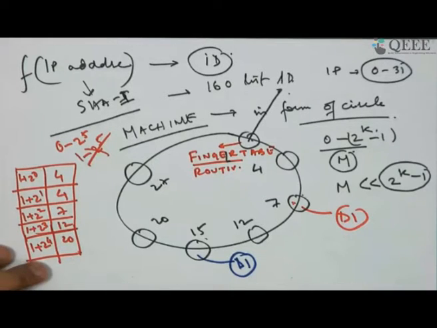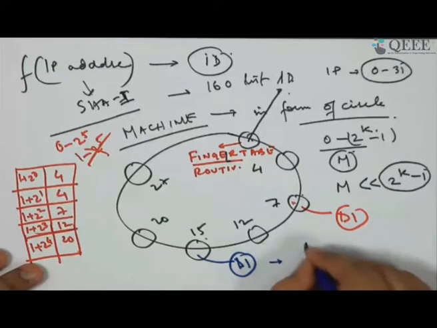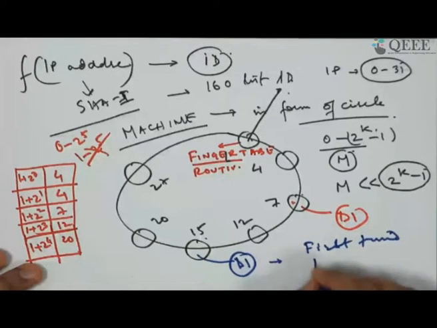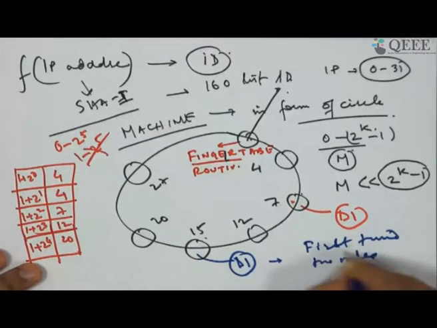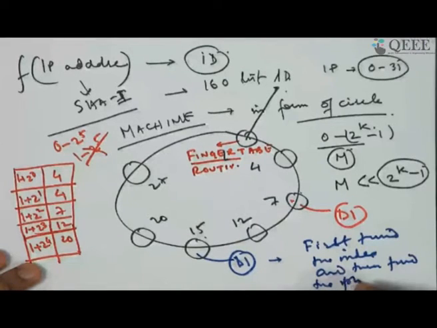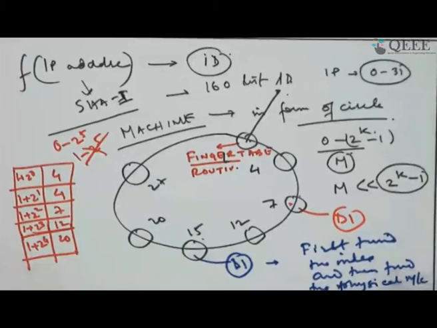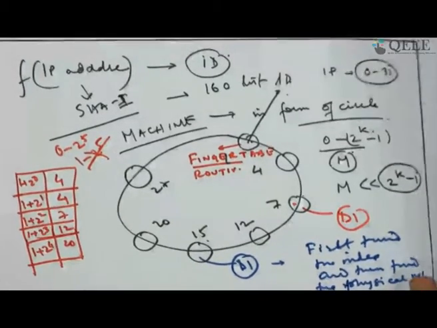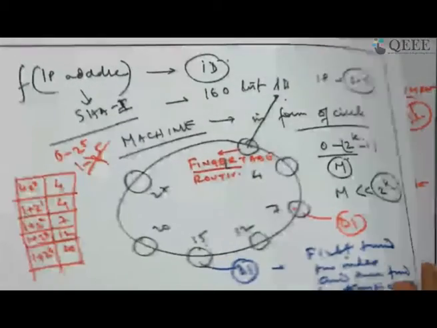So then what happens? Then what do you do? First find the index and then find the physical machine. Okay. So now how do I find? First of all, how do I index? If you understand how we index, then immediately you will understand how we find. Okay. So let us see how we index.